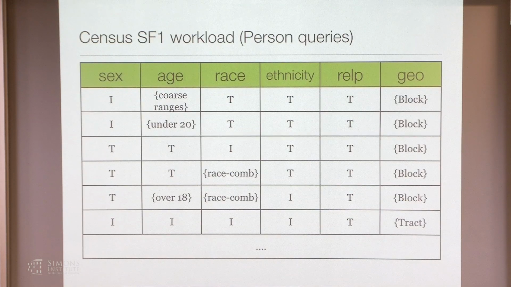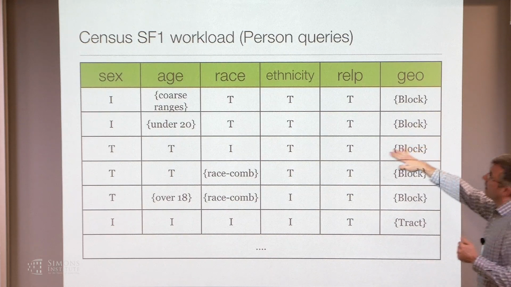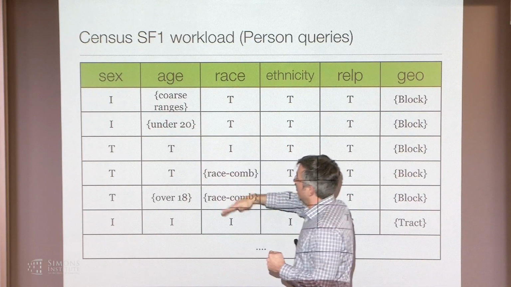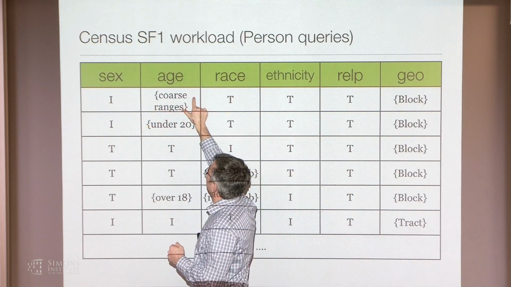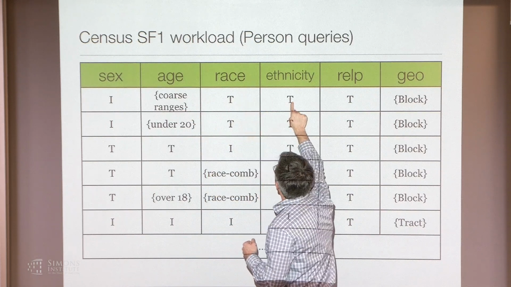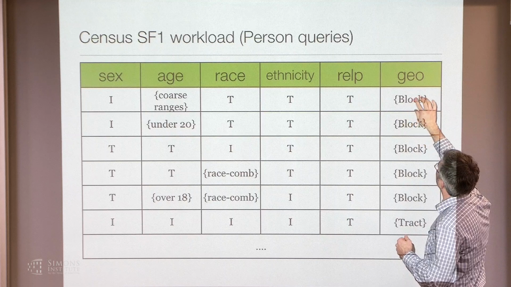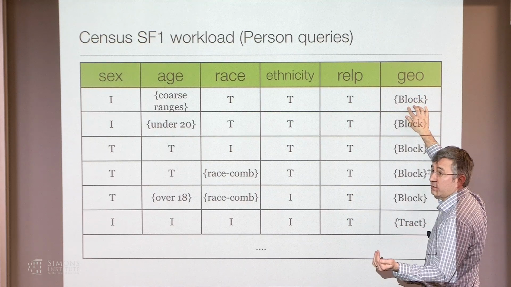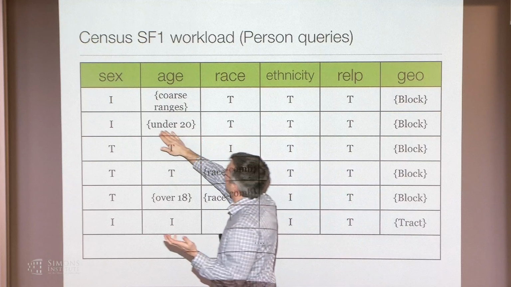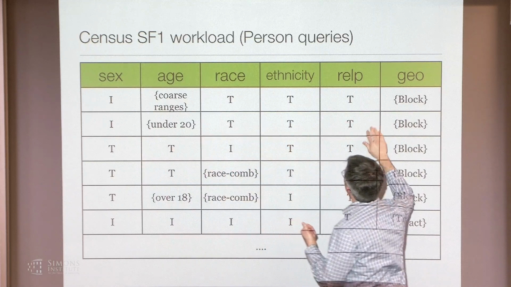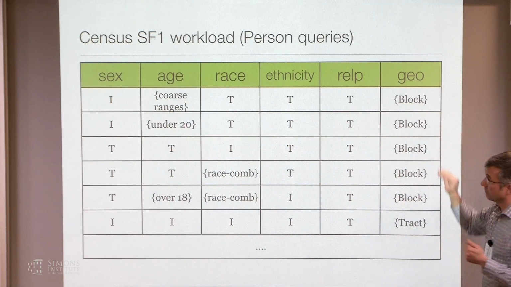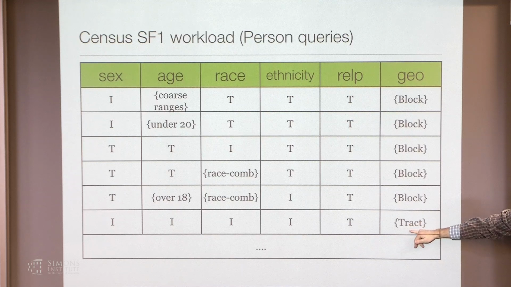Now, I'm almost done. I have 2 more slides before the suspenseful break that we'll take. So this is not a complete enumeration, but this is sort of like some of the tables expressed as products. So this is like identity on sex with some coarse age ranges, and then marginalizing out race and ethnicity and relationship. And if we include geography, we go to the block level. Okay? Now there's a table that only cares about under 20 people of both sexes. Race and ethnicity and relationship doesn't matter at the block level. Okay? And then something else at the tract level.